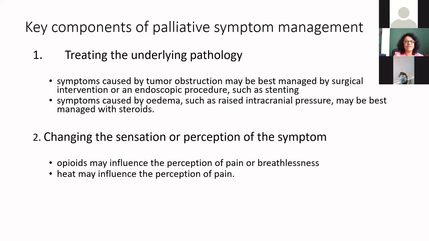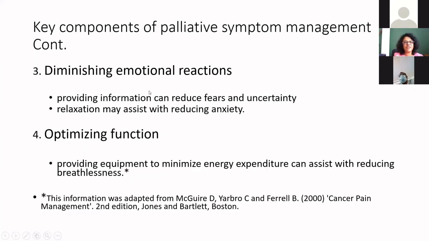So likewise, one is we need to treat the underlying pathology. The next thing is we sometimes use medications or some methods to change the sensation or perception of symptoms. And we need to think about other additional associated factors and the aggravating factors. So we need to diminish the emotional reactions, and we have to think about how I am going to optimize the function by controlling this pain or whatever the distressing symptom.